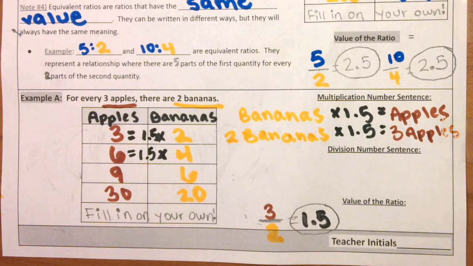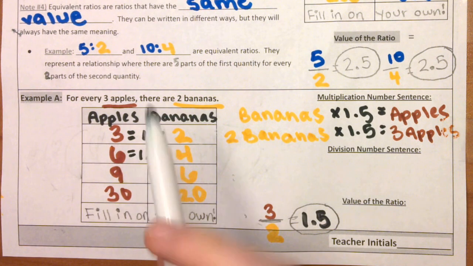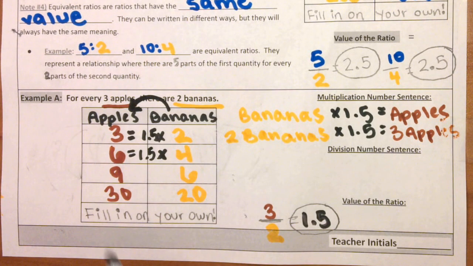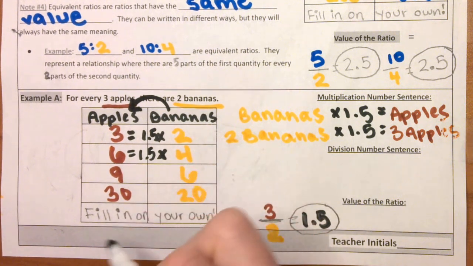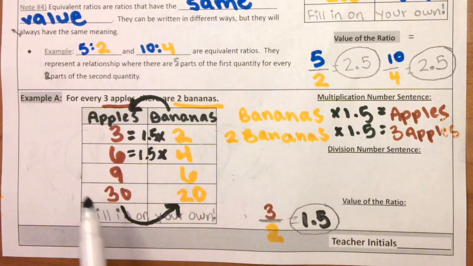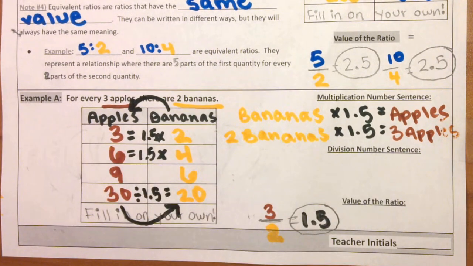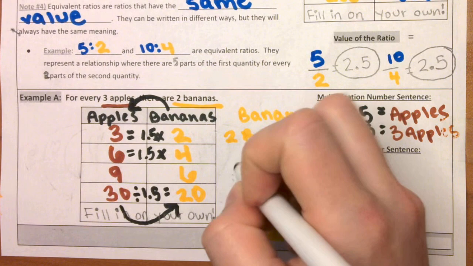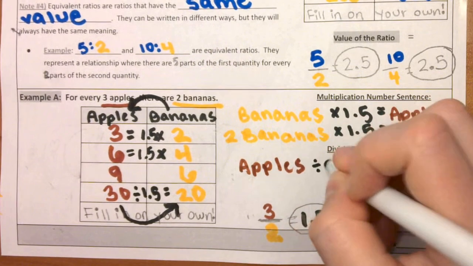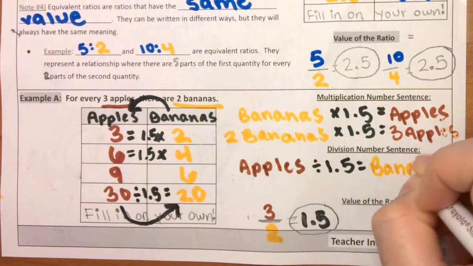Now, when we write our division number sentence, we're going to go in reverse. So we multiplied our bananas times 1.5 to get our apples. Now we're going to divide. We'll do the inverse of multiplication, and we'll go the opposite direction. We can take our apples and divide by 1 5/10 to get our bananas. So our apples divided by 1 5/10 equals our bananas.